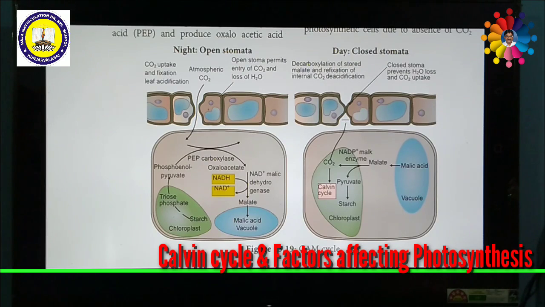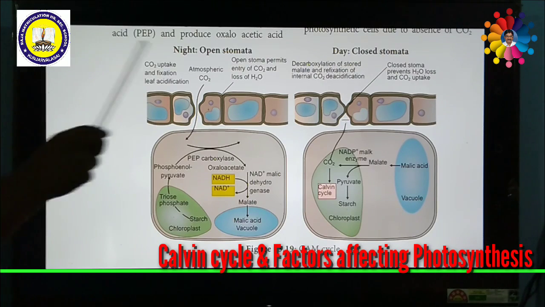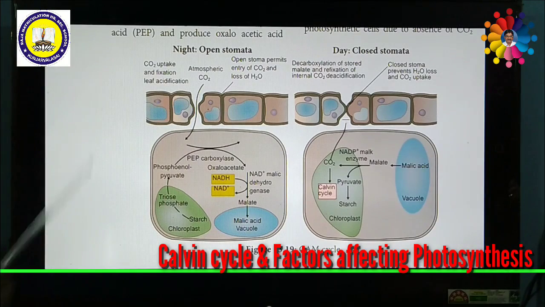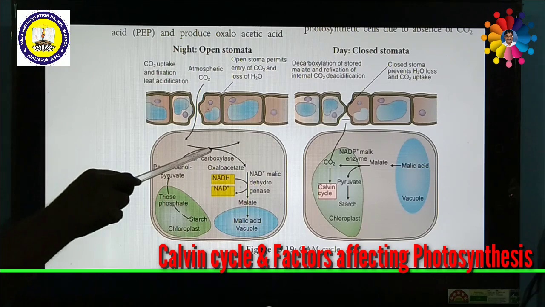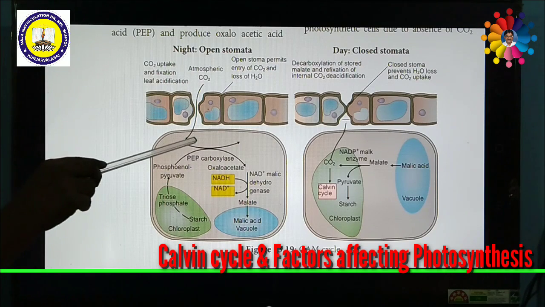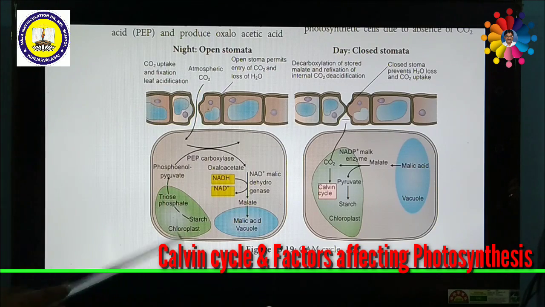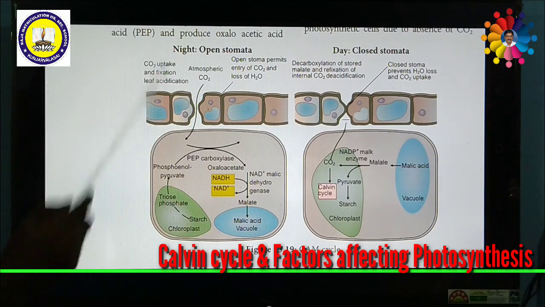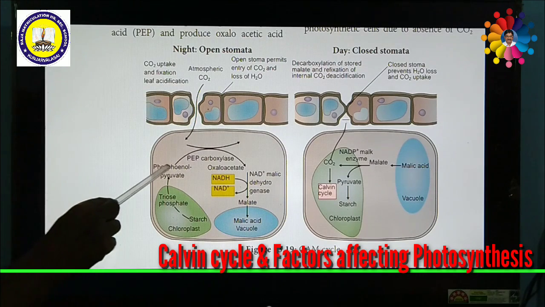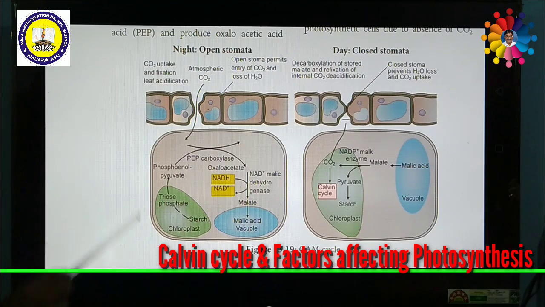So during night time, the stomata is open. Then what happens? The atmospheric carbon dioxide enters inside. Excess water could also evaporate, but during the night the transpiration rate is minimum. So uptake of carbon dioxide takes place. This uptake of carbon dioxide takes place by phosphoenolpyruvic acid, PEP, with the help of the enzyme PEP carboxylase.